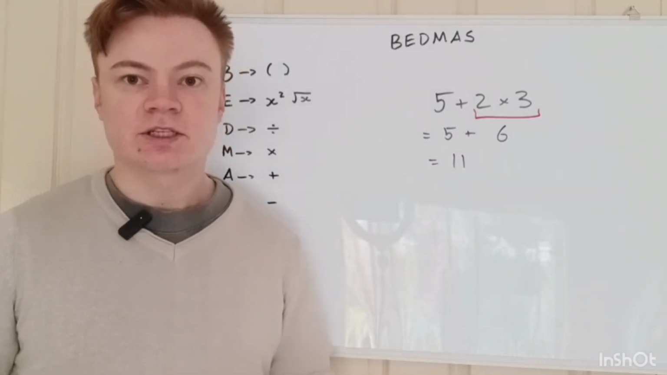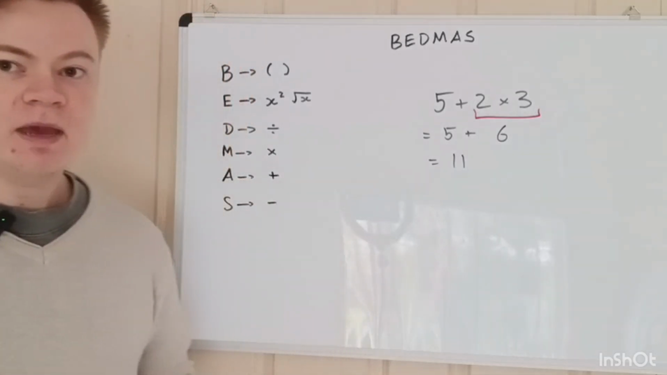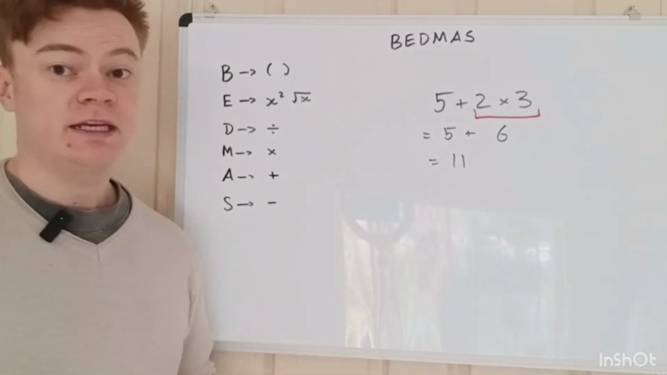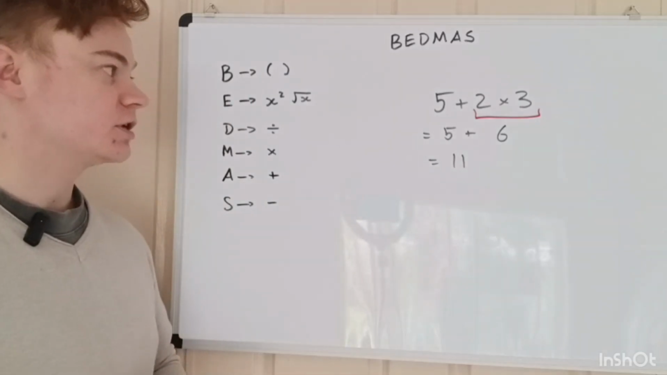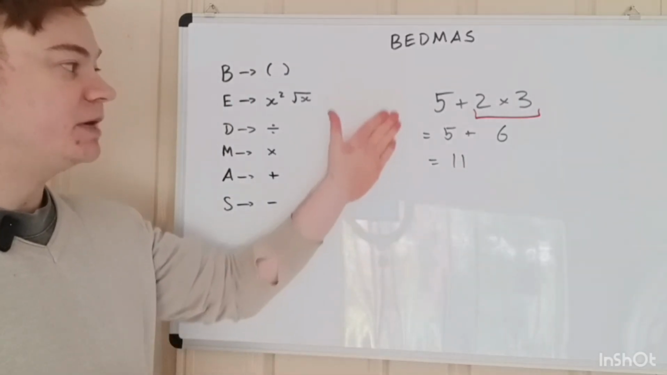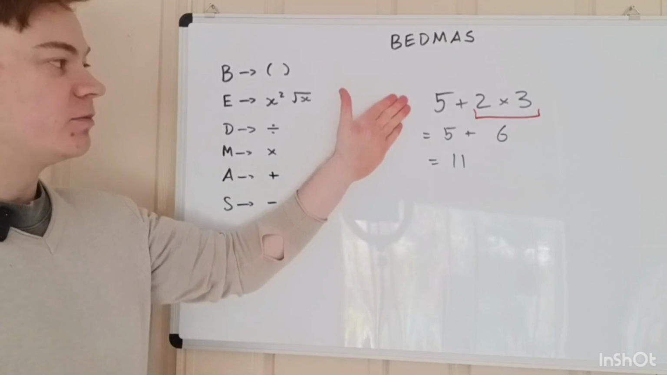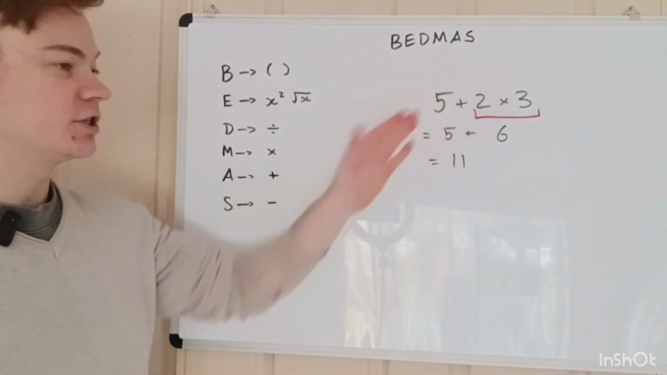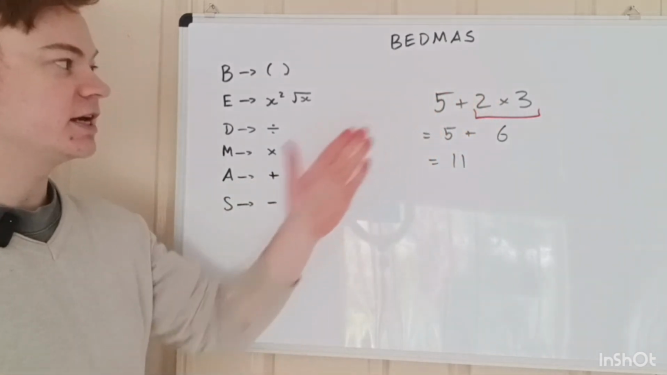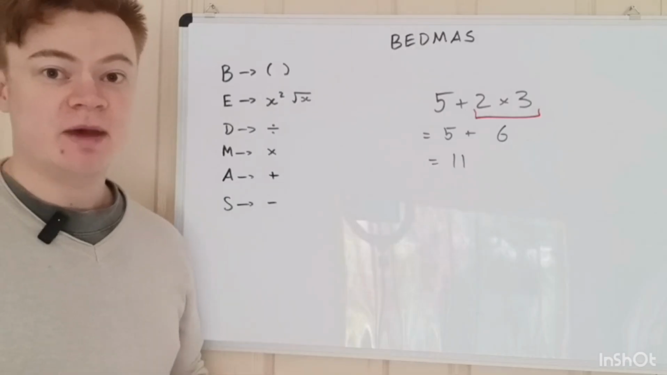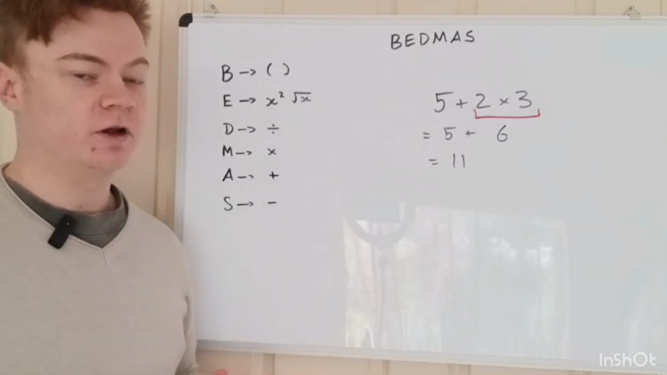Okay, so BEDMAS tells us what we need to do in order to solve questions like this, where it's ambiguous as to whether we start with the multiplication or the addition first, because there's nothing in the question that tells us what we do first. So BEDMAS gives us the rules by which to follow.